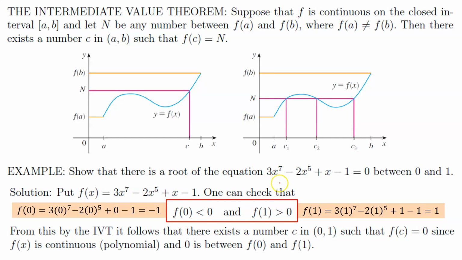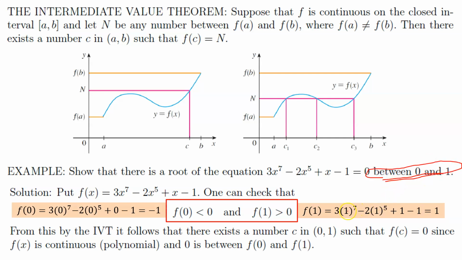Root of the equation 3x to the power of 7 minus 2x to the power of 5 plus x minus 1 equal to 0, between 0 and 1. Okay, so you have this function. One can check that f of 0, when you have this function, it says between 0 and 1. Between 0 and 1.